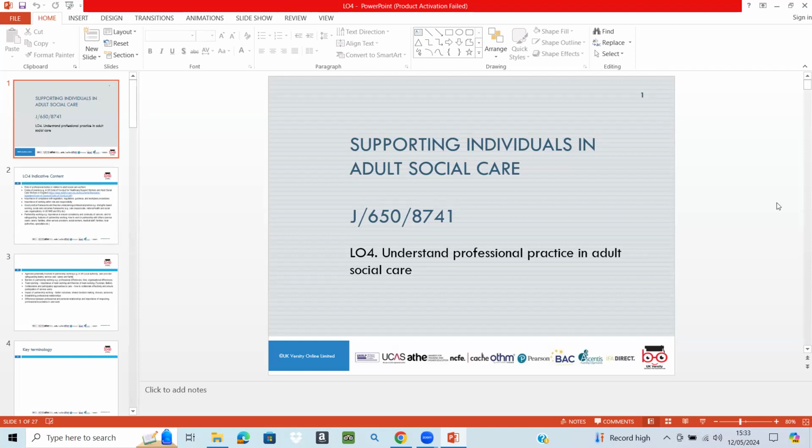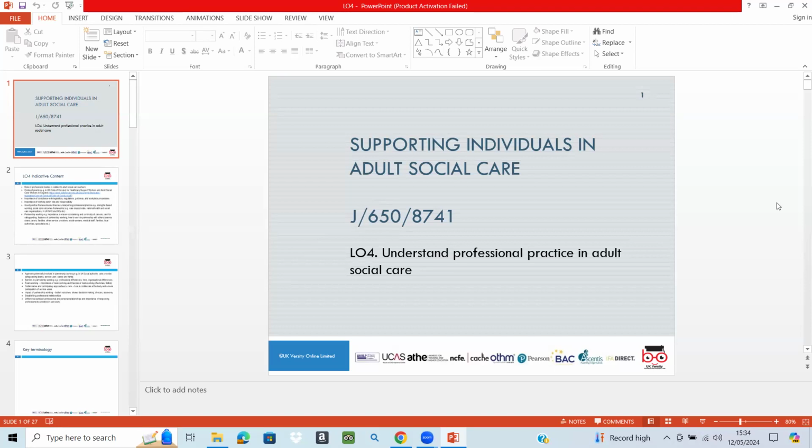Then we have professional development. In professional development, we engage in continuous learning to enhance skills, knowledge, and practices in adult social care. Staying updated on best practices and emerging trends ensures high quality support for individuals. We all undergo some sorts of training and CPD activities, and these are all involved in continuous learning and professional development.